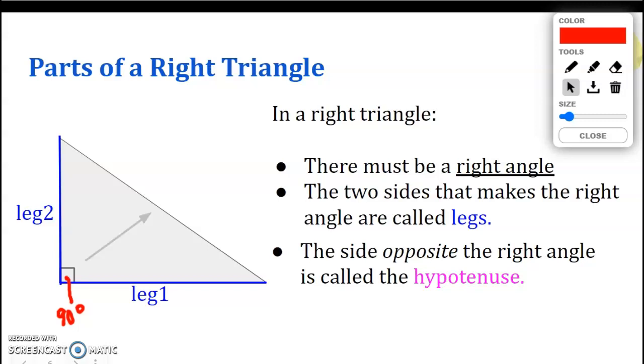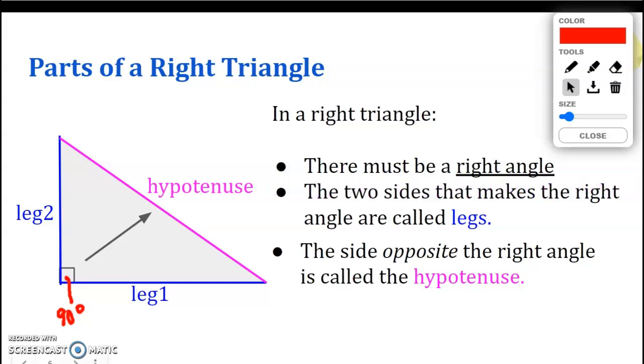Opposite means across from. When someone is sitting opposite you, they're sitting across from you. So it is across from where you're sitting, this side here, and that is the hypotenuse. So the pink side is the hypotenuse. The legs are adjacent, or right next to the right angle. So two sides that are right next to the right angle are called the legs, and the pink one that is across from the right angle is called the hypotenuse.